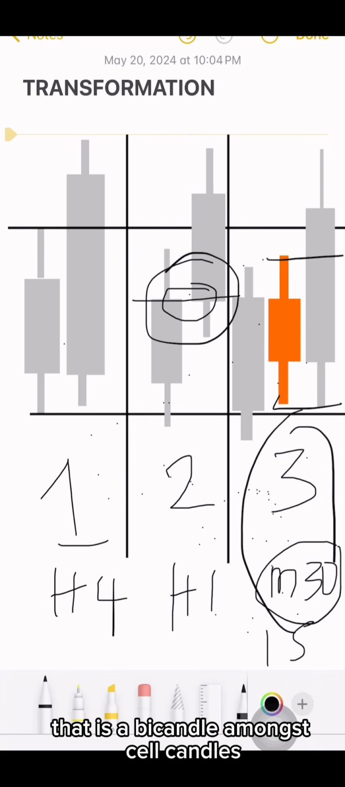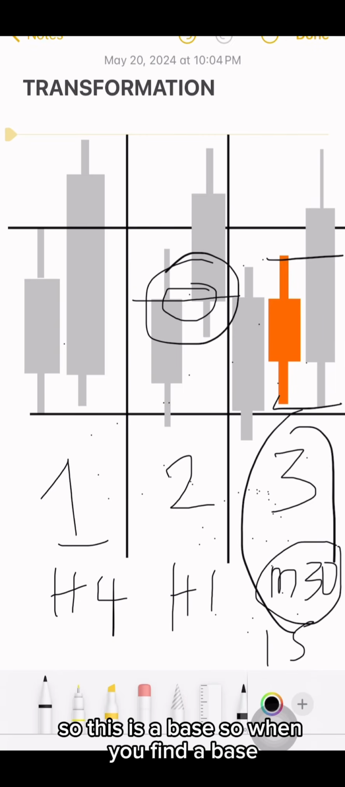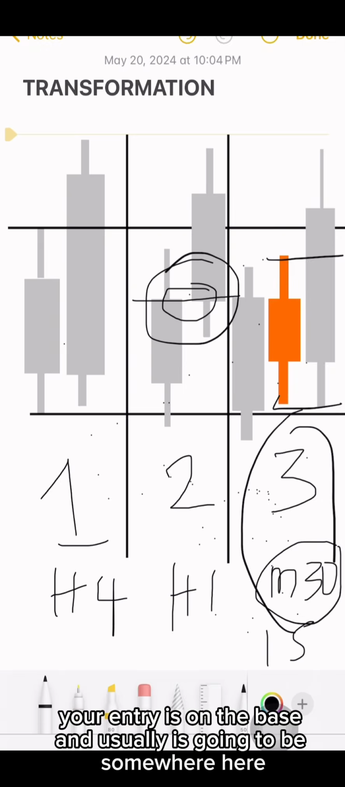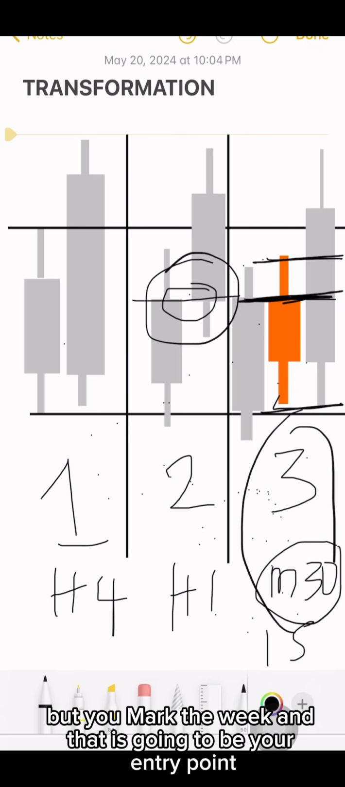a base, that is a buy candle among sell candles, or a sell candle among buy candles. So these are buy candles. There is a sell candle among them. So this is a base. When you find a base, your entry is on the base, and usually it's going to be somewhere here. You mark the wick, and that is going to be your entry point.